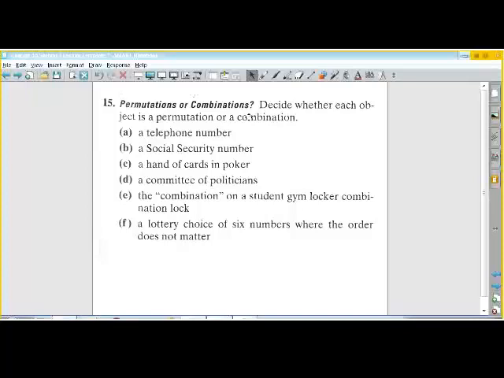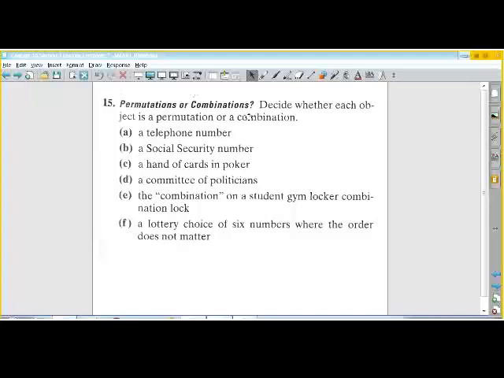Now, if you choose playing hands of poker, is two aces and three sevens the same as three sevens and two aces? Yeah, it is. When you're dealt a card, you may order them for convenience, but the order you put them in your hand is not going to affect the value of the hand. So a hand of poker would be a combination problem.